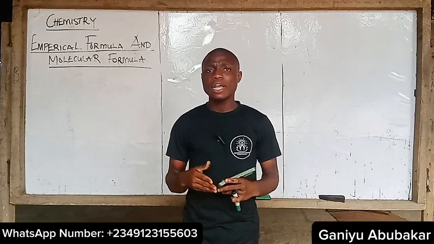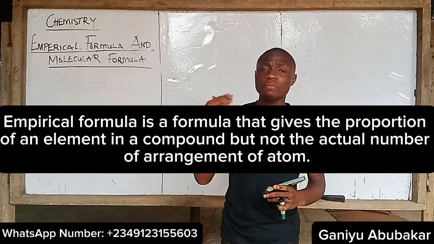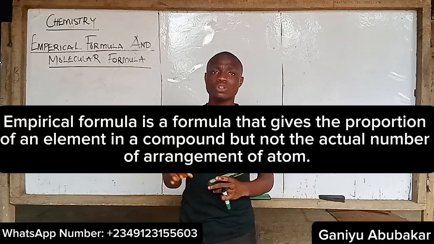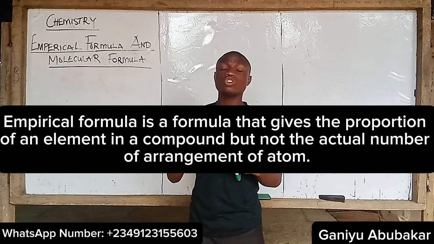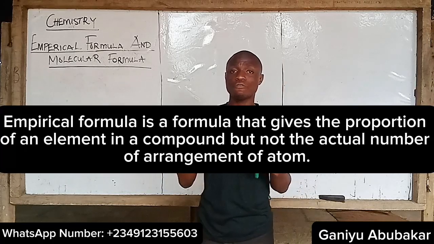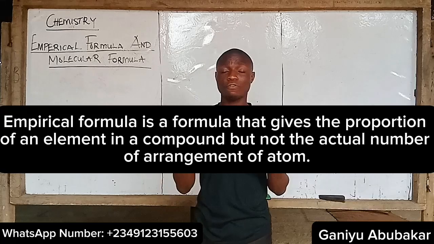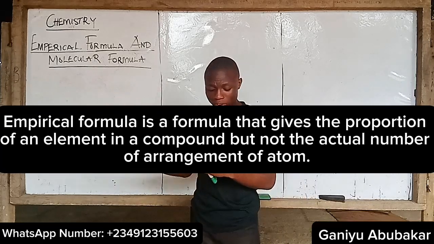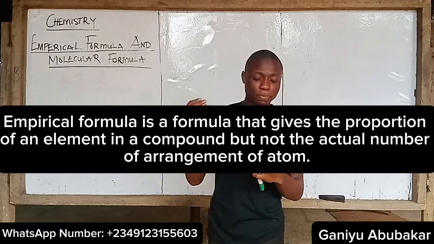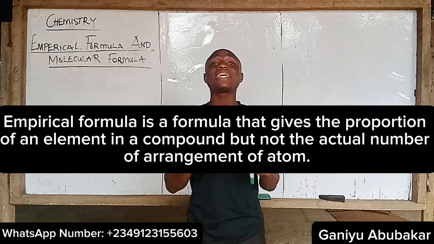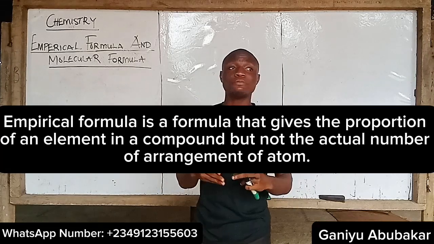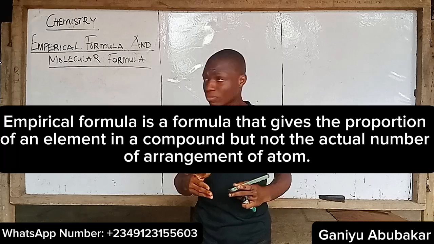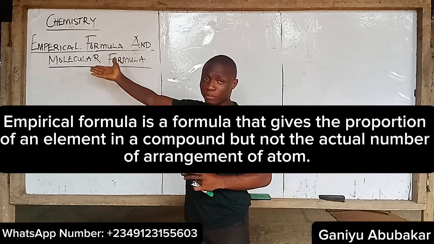By definition, empirical formula is a formula that gives the proportion of an element in a molecule, but not the actual arrangement of atoms. Right? That's the definition for empirical formula. A formula which gives the proportion of elements present in a compound, but not the actual number or arrangement of atoms. That's the definition for empirical formula.